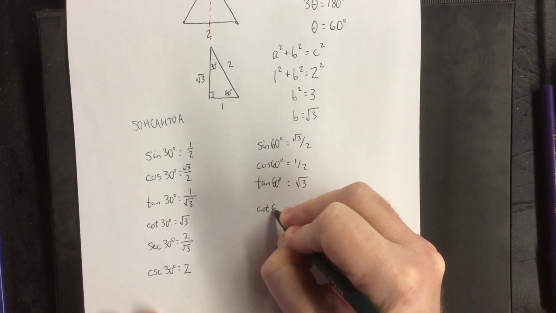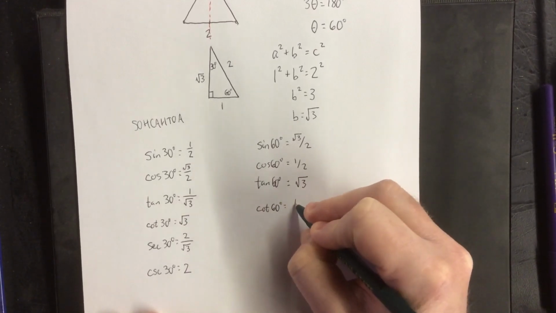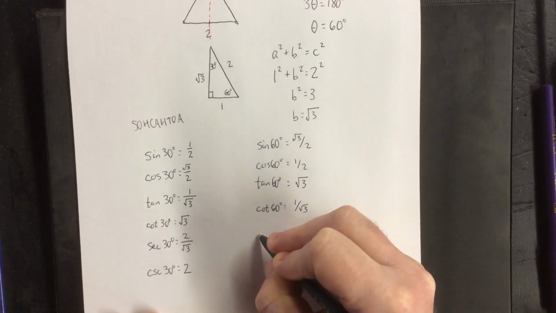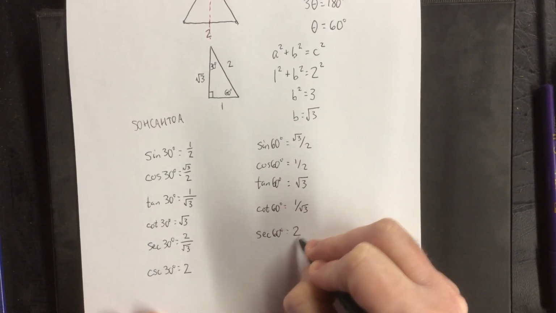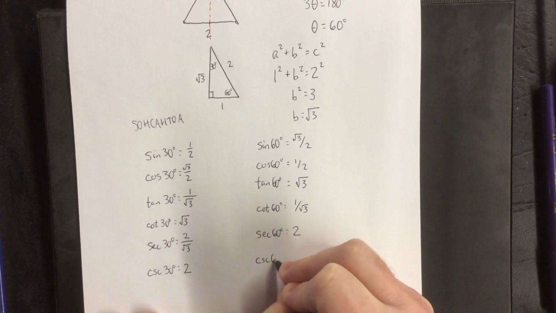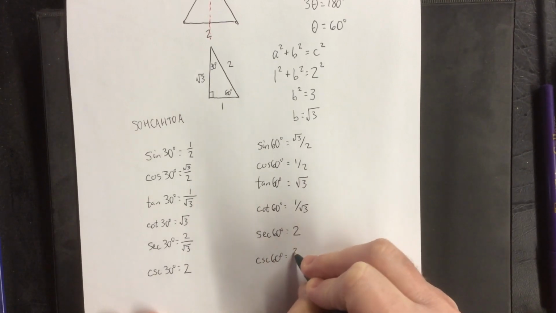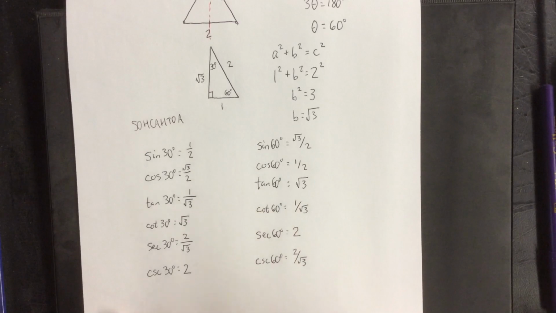Taking the reciprocals of these, we can determine the cotangent, which would be 1 over the square root of 3. The secant of 60 degrees, which would be 2 over 1. And the cosecant of 60 degrees, which would be 2 over the square root of 3. In our next video, we'll simplify some expressions that contain these trigonometric ratios.